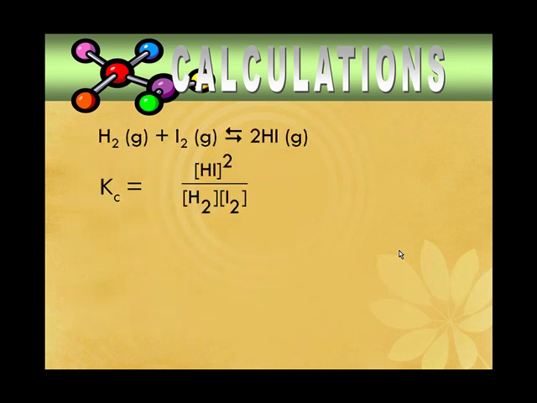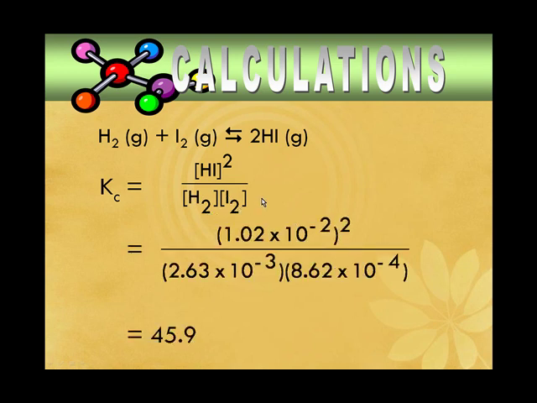So you can very easily write the Kc expression, the concentration of HI raised to the power of 2 over the product of the concentration of H2 and I2. You substitute the values into the equation and you get 45.9 as the value for Kc for this reaction.